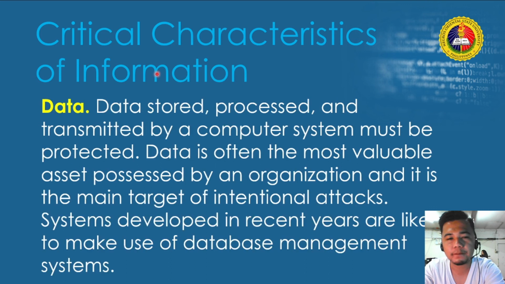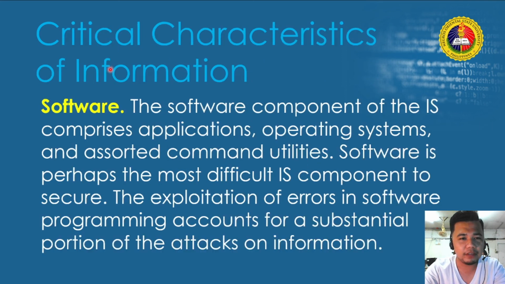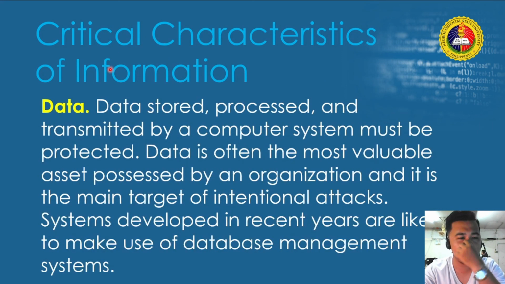Okay, next we have the data. Again, this is not the critical characteristics, my apologies, but the components of an information system. We have data. Data stored, processed, and transmitted by a computer system must be protected. Data is often the most valuable asset possessed by an organization, and it is the main target of unintentional attacks. Systems developed in recent years are likely to make use of database management systems.